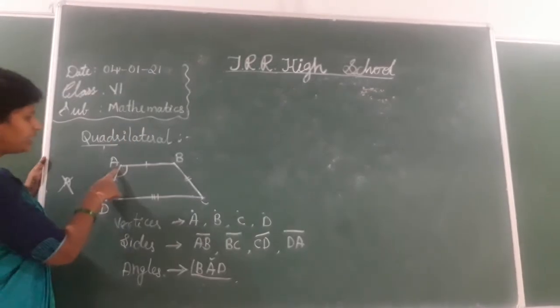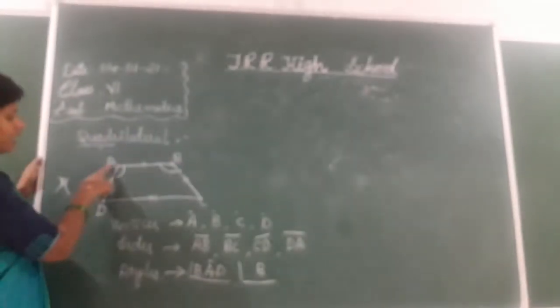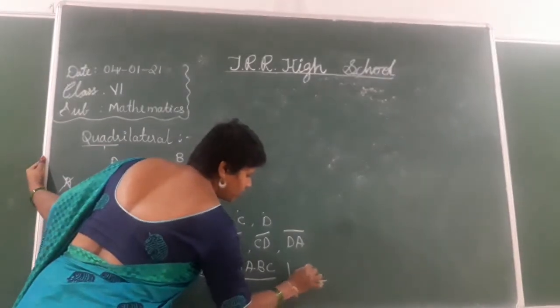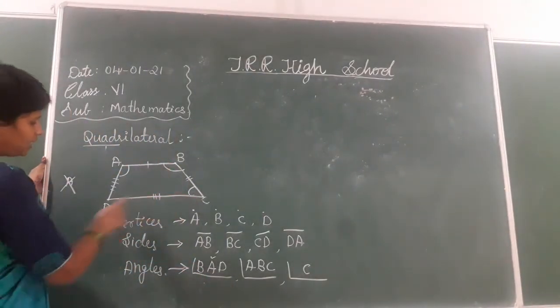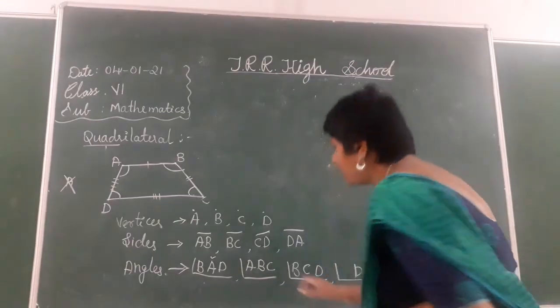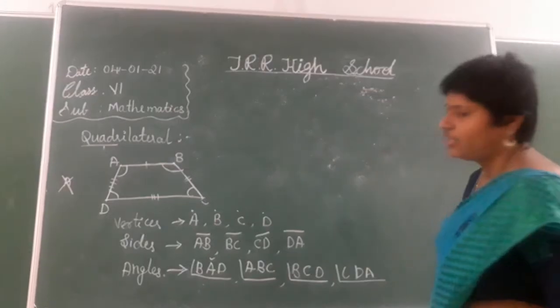Now A finished. Now go to B. Angle B: B should be in the middle, and write down A and C on either side. Now coming to your angle C. Write down C in the middle. B, C, D: B and D should be written on either side. Now coming to your D. D is written in the middle. C and A. So C, D, A. These are the angles. Clear?